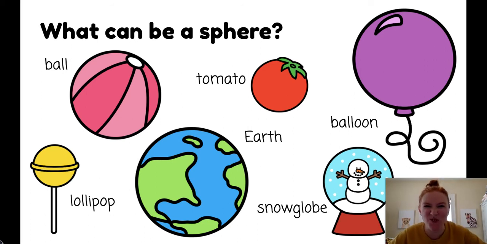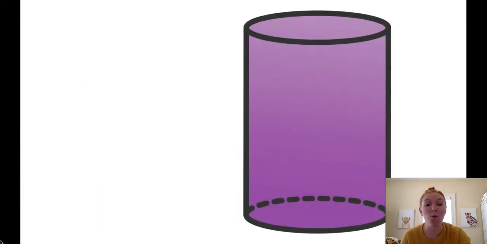Can you say sphere? Sphere. It's kind of tricky to say. S-f-ear. Sphere. Yeah, kind of tricky, right? But it's just a ball. That's all it is. A sphere is a ball. No flat sides. And we're going to look at one more shape.